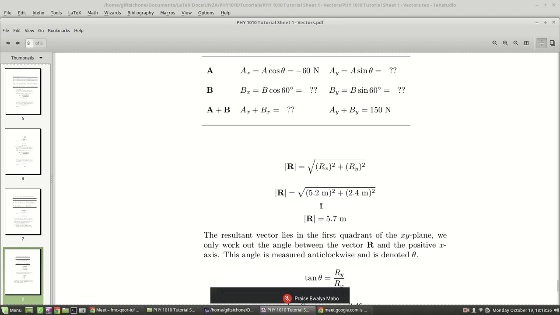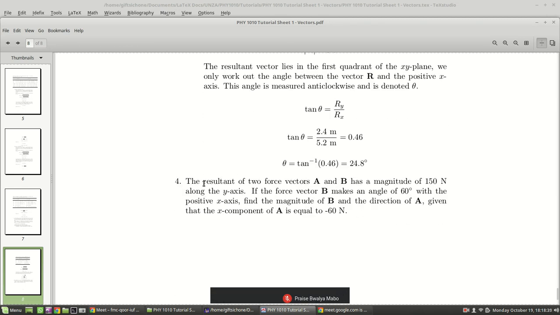With the information we have, I think it would be safe to assume, here it says, the resultant of two forces A and B has a magnitude of 150 newtons along the y-axis. So basically the resultant is along the y-axis. If the resultant is along the y-axis, then it is not along the x-axis. So there is nothing in this resultant which is along the x-axis. Everything is along the y-axis. Is that clear?